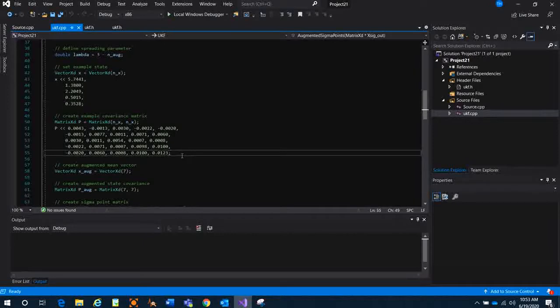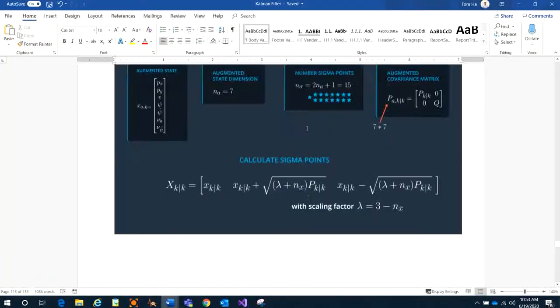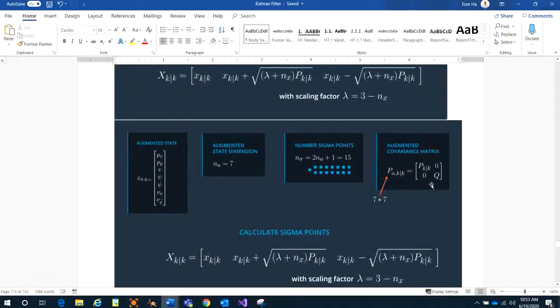But remember, when we told you we create the augmented covariance matrix, the covariance matrix combines the two last columns, okay? Two last columns in this matrix, and we keep the same P_k right here, but we only add the Q matrix right here, okay?